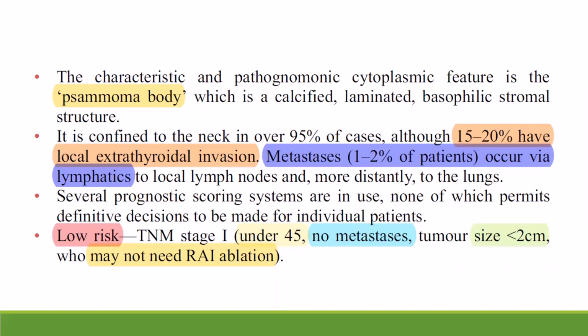Dr. Hana mentioned that ipsilateral lobectomy can be done even in multifocal disease with more than 5 foci, according to the American Thyroid Association. So we should classify our patient as low risk, which is stage 1 if the patient is under 45, no metastasis, tumor size less than 2 centimeters, and in this situation the patient may not need radioactive iodine ablation.